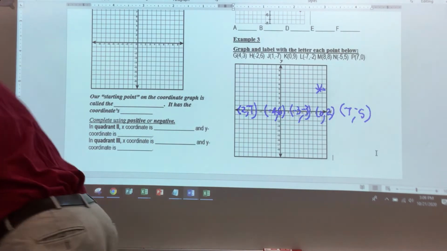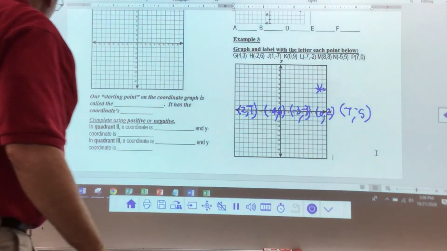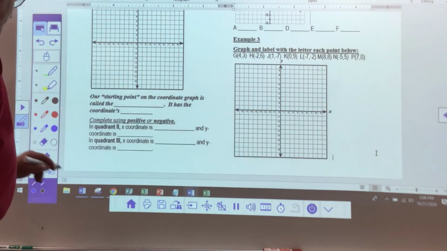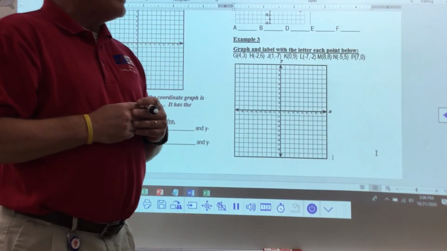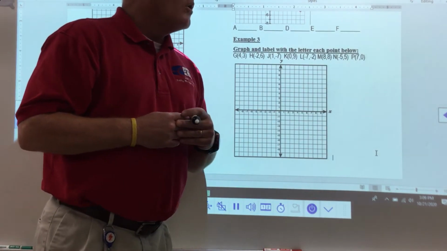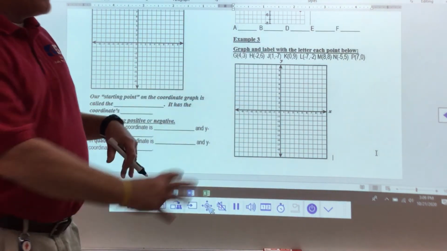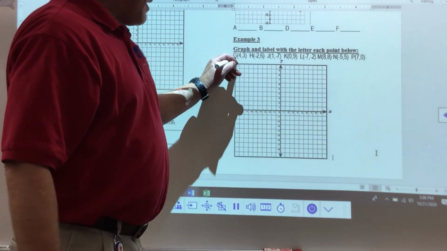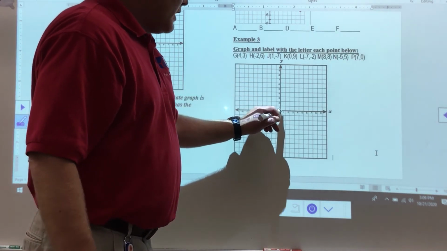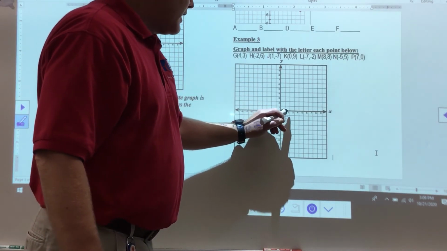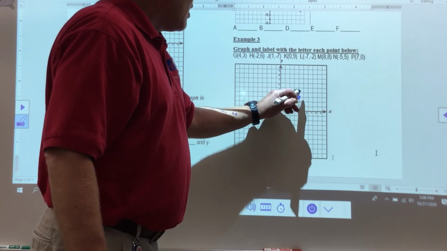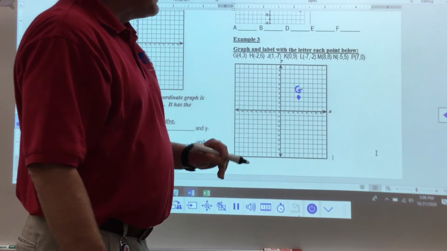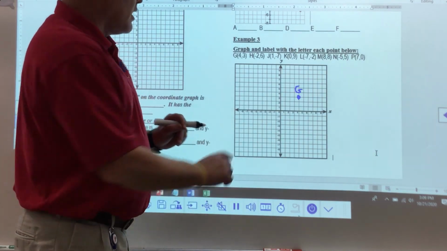Now, when you graph and label a point, you want to plot and label the point. You're going to go ahead and locate them on this graph, wherever they are out here. So let's talk about point G. It says it's at 4, 3. So we're going to start here at the origin, and we're going to count over 4 in the x direction, 1, 2, 3 in the y direction. We'll put our point, and we'll put the letter beside it. Everybody see how that's done?